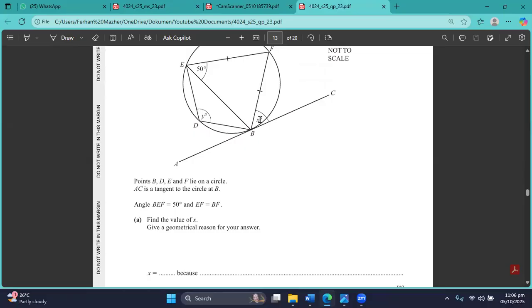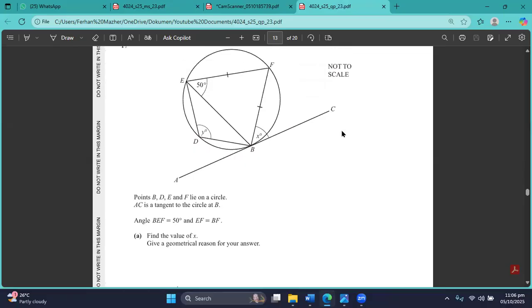So here we have a triangle BEF, and this vertex B is at the point of tangency. The side BF of that triangle makes angle x with the tangent. So the internal angle of the triangle will be the same. X and this 50 will be the same. So this x will be equal to 50 degrees.